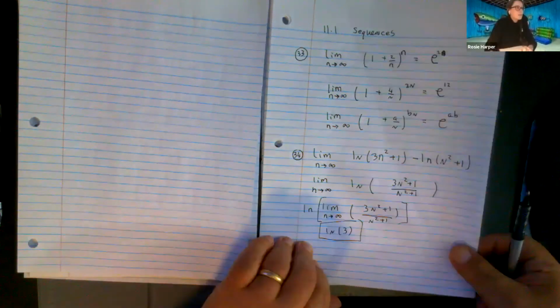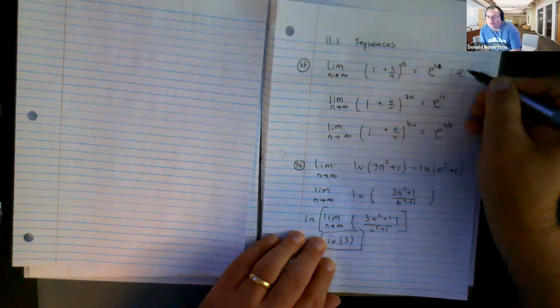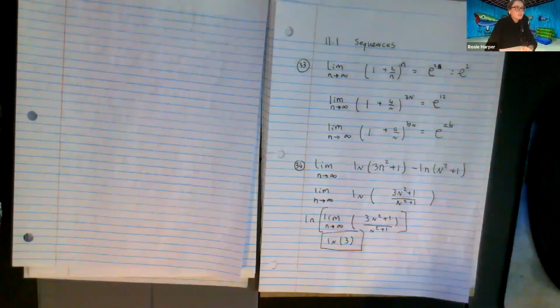On the first problem of 33, is that e to the 2n or is it just e to the second? I can't tell if that's an n or a scribble. It was a scribble because someone started with an n and then we fixed it. So it's e squared, there's no n.